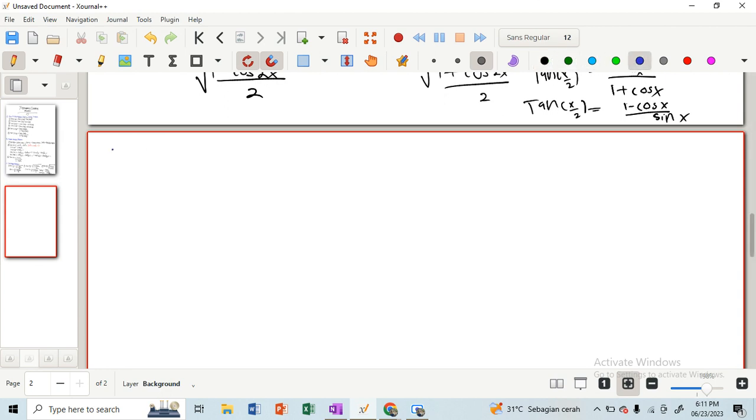Move on to the product rule. Product rule.